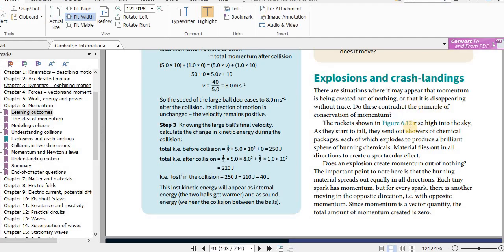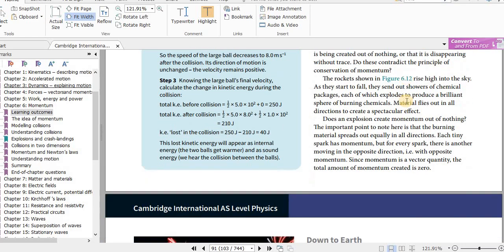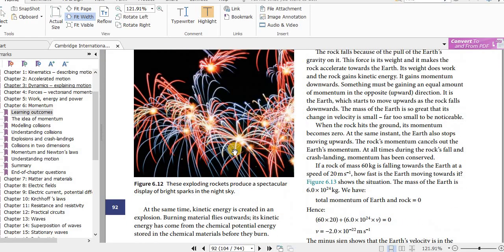Okay, the next topic under momentum is explosions and crash landings. So here you can see fireworks. These exploding rockets produce a spectacular display of bright sparks in the night sky.